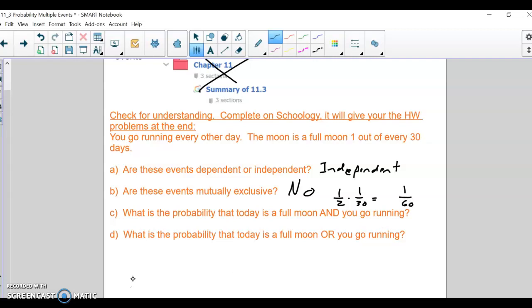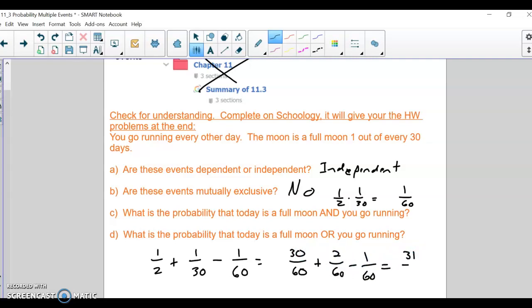Okay, and then the or, again, I've got to add them together, but minus the overlap. So 1 out of every 2 days I run, and 1 out of 30 is a full moon, and then there would be 1 out of 60 days that was both running and full moon, so it essentially got counted twice, so we'd minus off that overlap. So I'd make common denominators here. 1/2 is like 30 out of 60. 1/30th is 2 out of 60, and then I can keep it as 1/60th. So now it would be 32 over 60 minus 1. So we have 31 out of 60 days that are either running days or full moon days.